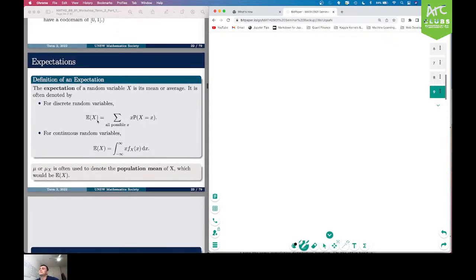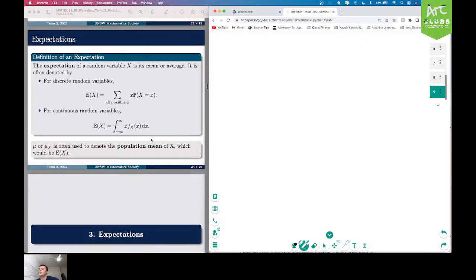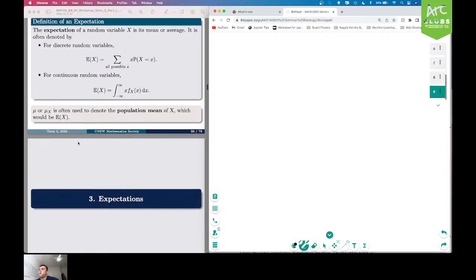Cool. Now this E[X] can sometimes be denoted as mu or mu sub x. It's all synonymous.